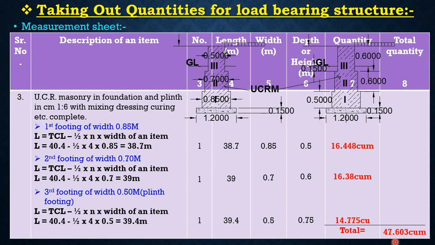The quantity of this item is calculated as summation of the quantity of each step, which is 47.603 cubic meter. The quantity for UCR masonry in foundation and plinth is 47.603 cubic meter.